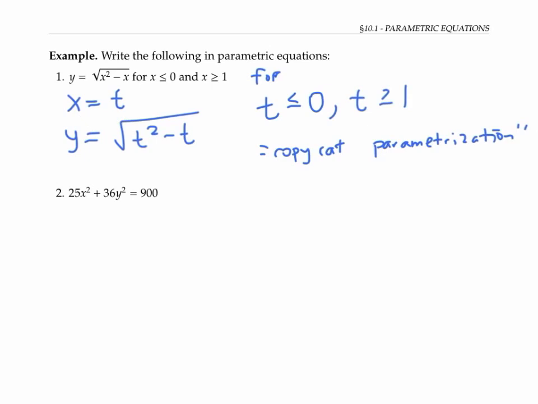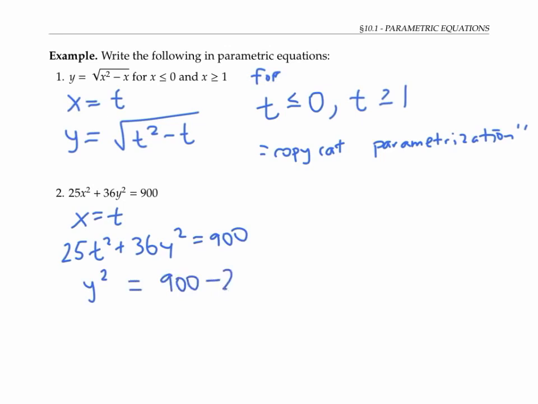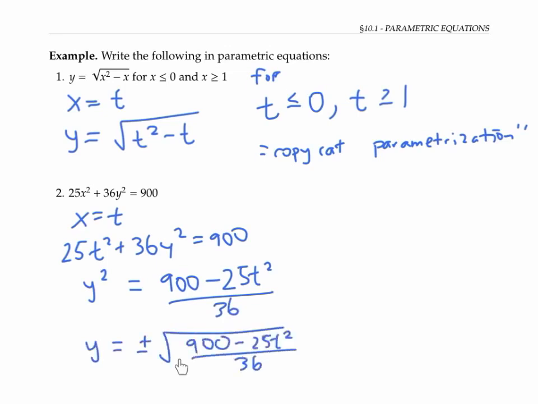I call this the copycat parameterization, since we've successfully introduced the new variable t, but t just copies whatever x does. In the second example, we could try setting x equal to t. Then we get 25t squared plus 36y squared is equal to 900. And solving for y, we'd have y squared equals (900 minus 25t squared) over 36. So y is plus or minus the square root of this quantity. This is a very awkward looking expression. In fact, y is not even a function of t here because of the plus and minus signs. So let's look for a better way to parameterize this curve.